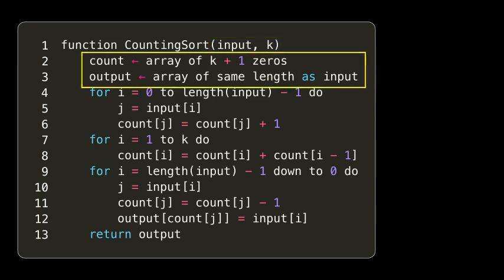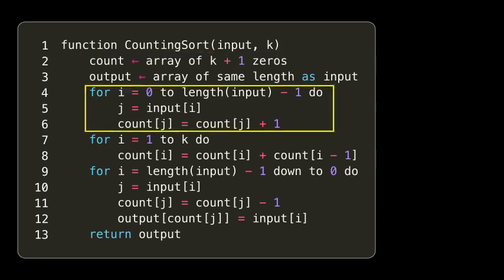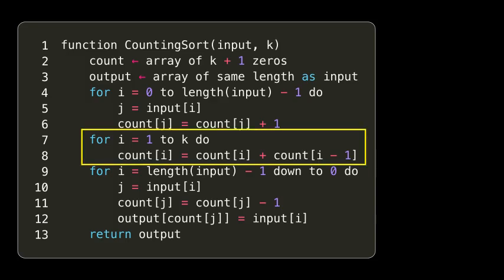We create a count array consisting of k+1 zeros and an output array of the same length as the input array. The jth entry of the count array is updated to be the number of integers of value j in the input array. We then update the ith entry of the count array to store the cumulative count of the values less than or equal to i in the input array.